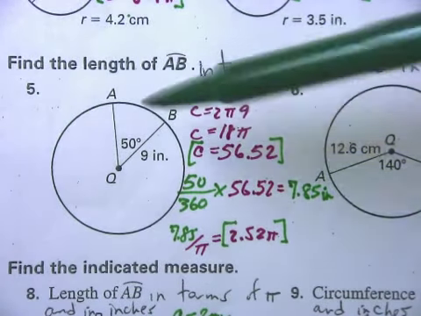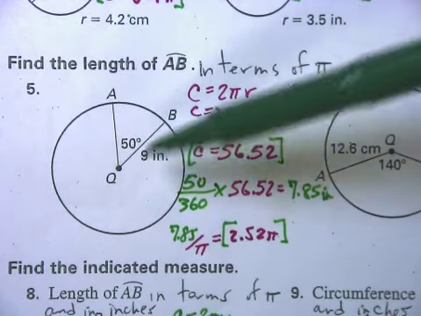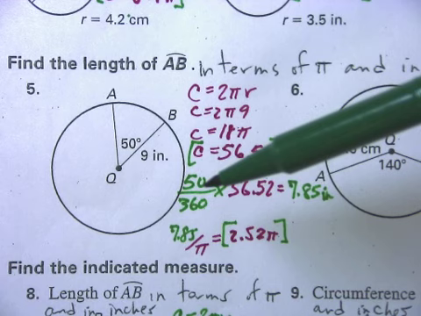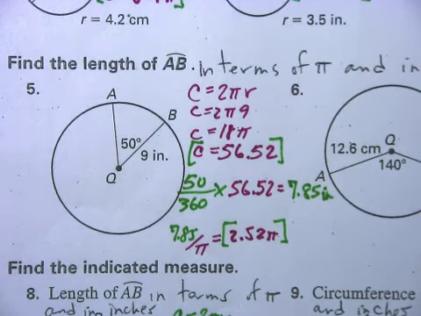Question number 5. They want to know the actual arc length of AB. So here I have a circle. It has a central angle of 50 degrees. The radius is 9 inches. And they're asking me for the arc length of AB.